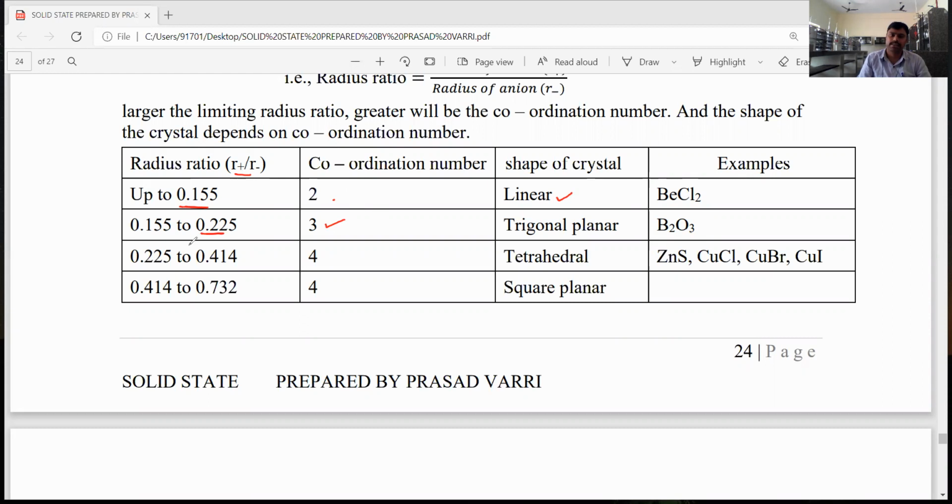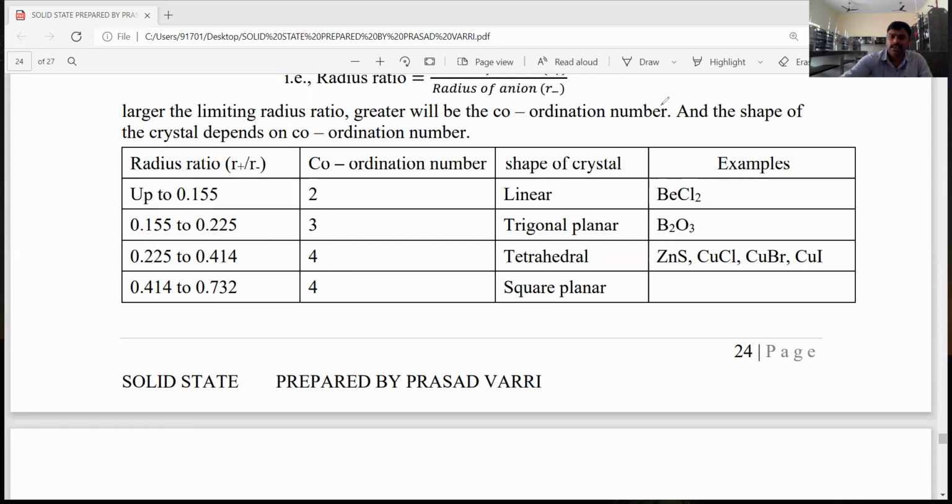If the radius ratio is between 0.225 and 0.414, the coordination number is 4 with tetrahedral geometry. Examples: ZnS, CuCl, CuBr and CuI. If it is 0.414 to 0.732 and the coordination number is 4 only, the geometry of the crystal is a square planar structure.